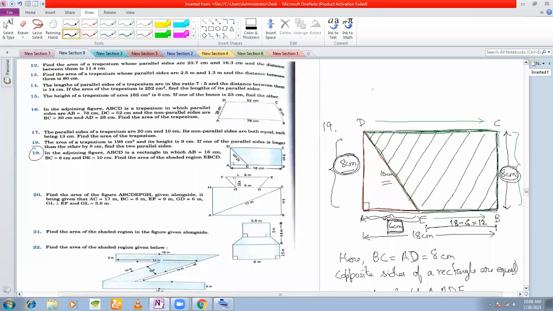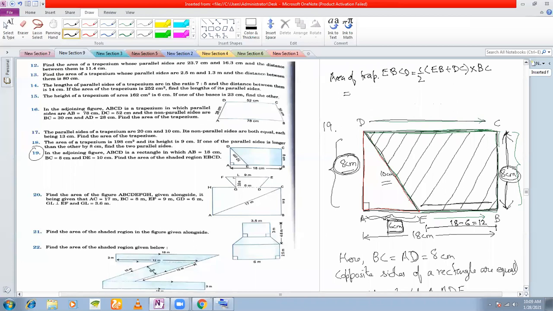So area of the shaded part is area of the trapezium. Area of trapezium EBCD is equal to half sum of the length of the parallel sides. What is one parallel side? This is one parallel side, EB. You'll write EB. What is the other parallel side? DC. This one, half into EB plus DC into height. And what is the height here? Height here is this one, 8 centimeters, BC.